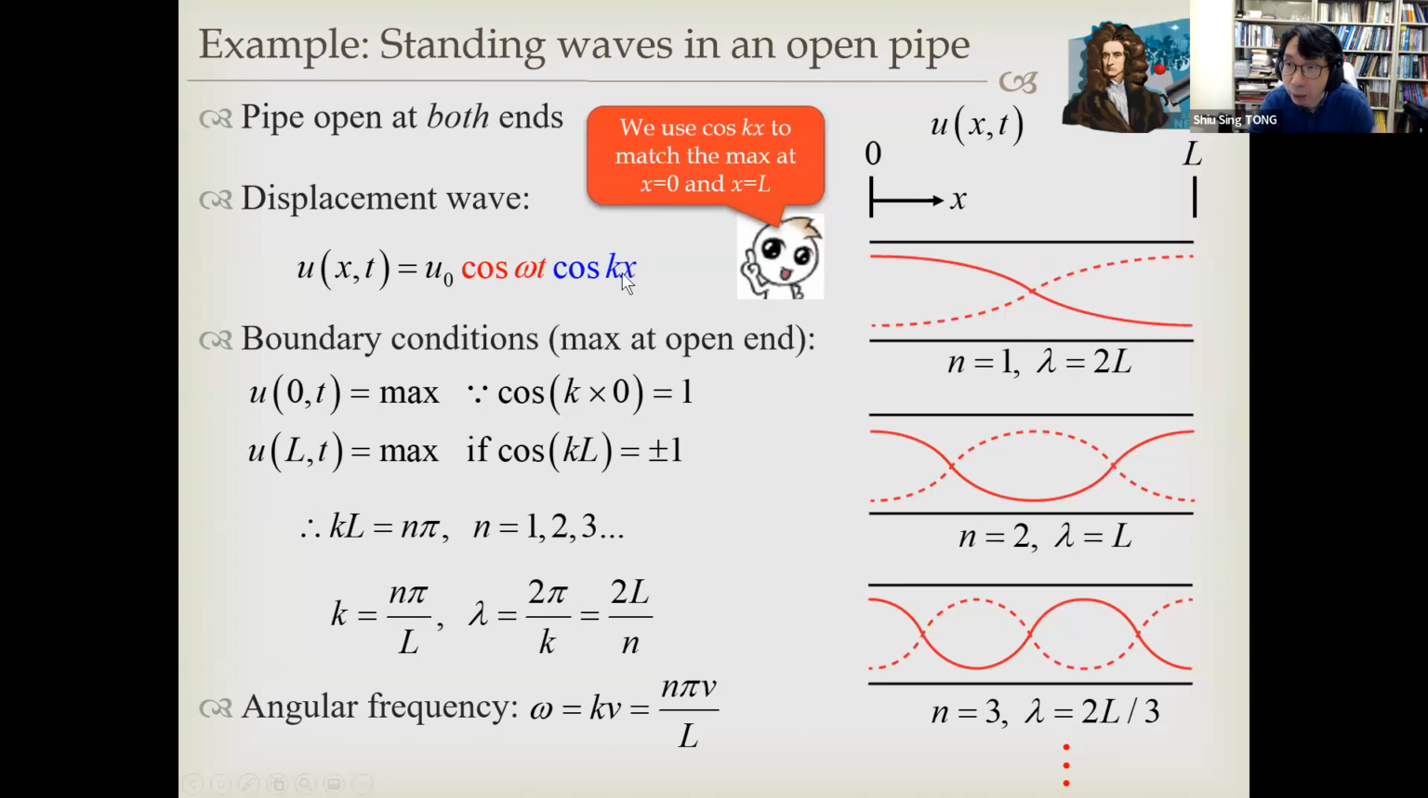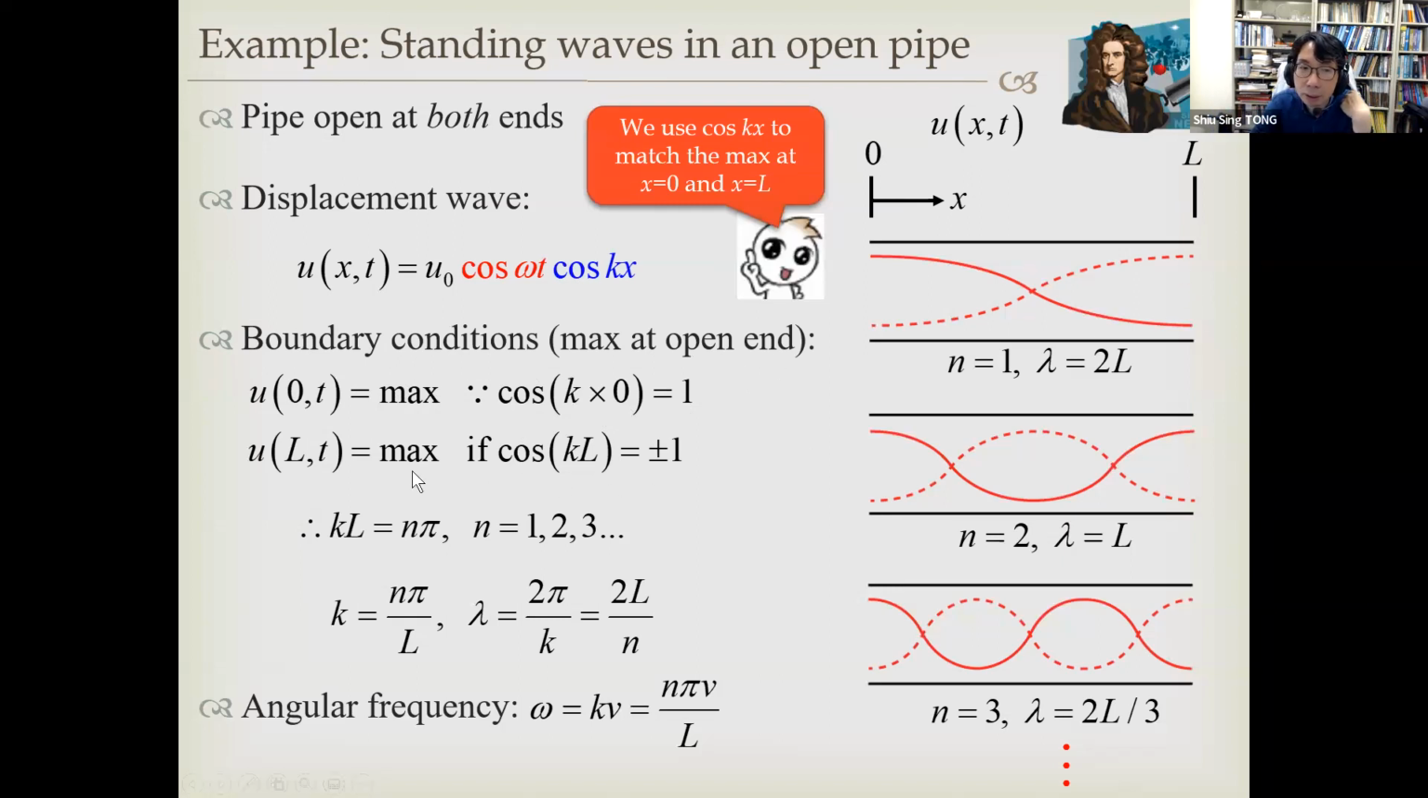And the easiest way to match an antinode at both ends is to use a cosine function, but not a sine function. If you use a sine function, the left end will be 0. The displacement at the left end will always be 0. You can't get the maximum displacement. But for cosine, you will get a maximum displacement at x equal to 0. So that's why we use a cosine. Now, the first boundary condition is that at x equal to 0, the displacement is maximum. That's true because cosine k0 is 1. 1 is of course largest, right?